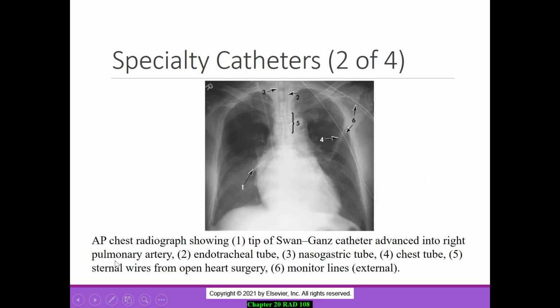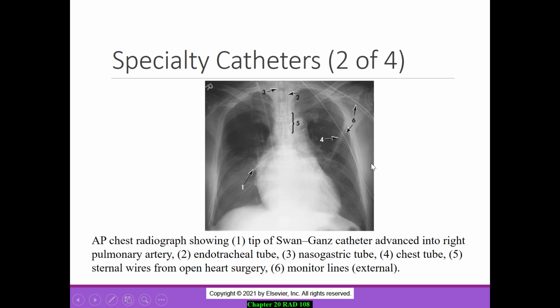So here's a chest x-ray. So this is an AP chest. We can see quite a few things. So here's a tip of a Swan-Ganz catheter. So you'll hear it called the Swan-Ganz, and it's advanced into that right pulmonary artery. Number 2 is where your endotracheal tube came in. Number 3 is a nasogastric tube. Then we have our chest tube, and then there's some monitoring lines from when you go into the room.